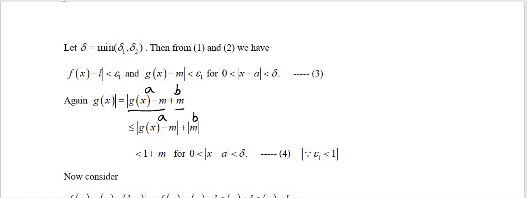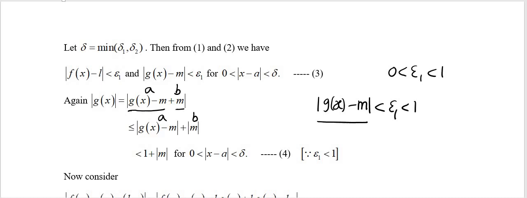1. Why 1? Here we have modulus of g of x minus m is less than epsilon 1. But at the starting we took 0 less than epsilon 1 less than 1. So epsilon 1 is less than 1. So I am taking this and this: modulus of g of x minus m is less than 1, and mod m as it is, plus also as it is, for 0 less than mod x minus a less than delta.